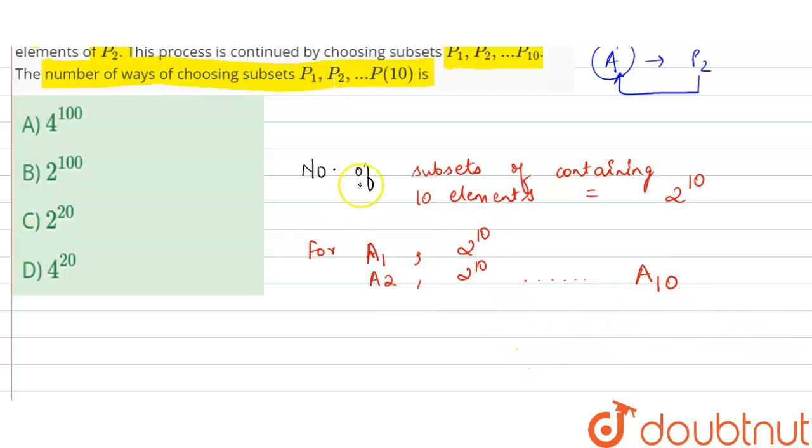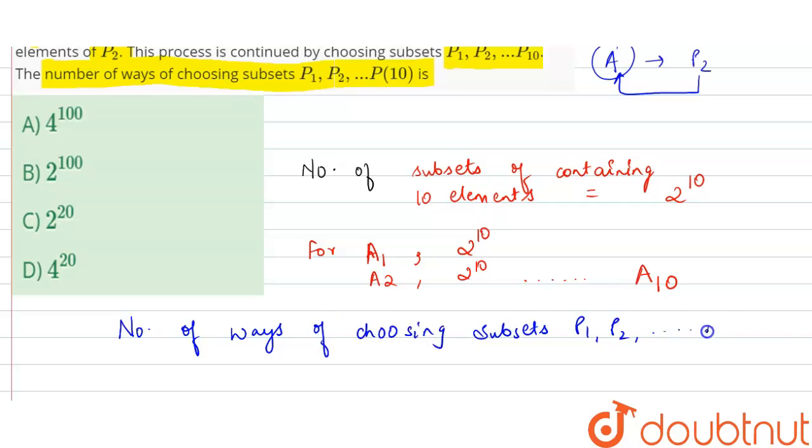Now we have to find the number of ways of choosing subsets P1, P2 and up to P10. For choosing one subset this was 2 to the power 10. Similarly, if P1 has 2 to the power 10 subsets, P2 will also have 2 to the power 10, and similarly P3 will also have 2 to the power 10. Now 2 to the power 10 whole to the power 10 will give us the answer 2 to the power 100. This is our answer.